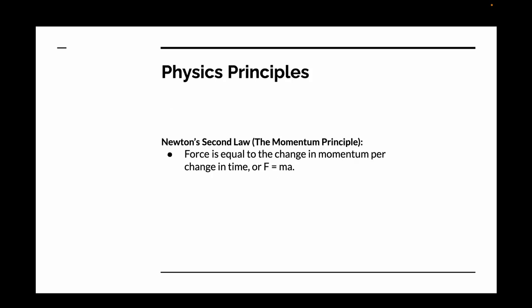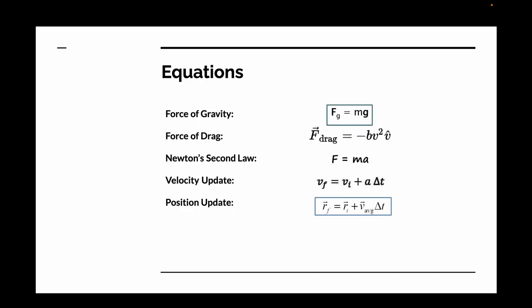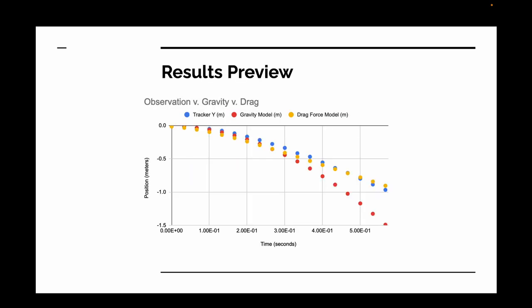The main physics principle used for this lab was Newton's second law, or the momentum principle, which states that force is equal to the change in momentum per change in time, or F equals ma. The main physics equations were for the force of gravity, mg, force of drag, negative bv squared times v hat, Newton's second law, F equals ma, the velocity update, and the position update equations.